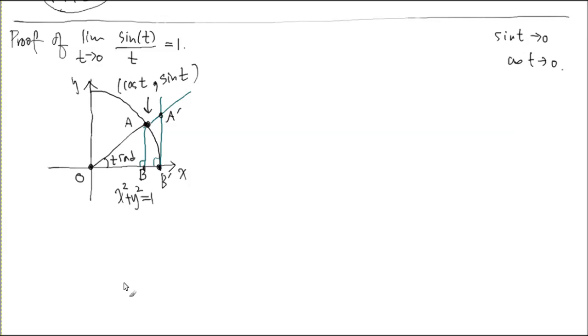But let's accept that. The area of triangle OAB is less than the area of the circular sector. Arc is the length, so sector is the better word. It's a sector OAB. You see what I mean by that? The circular sector is OA, including the circular arc to B. That's definitely bigger than the area of the triangle OAB.